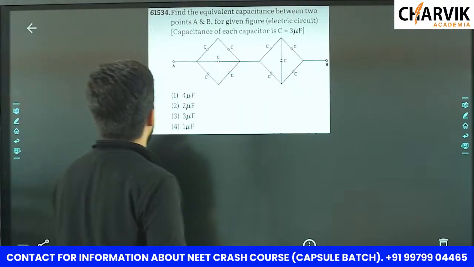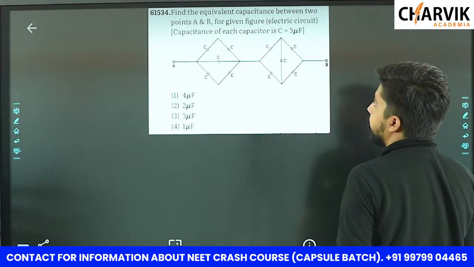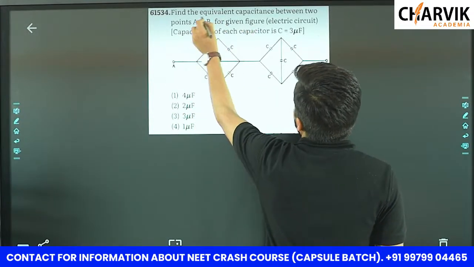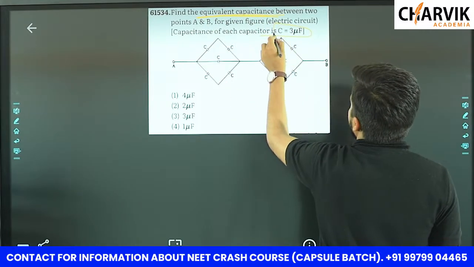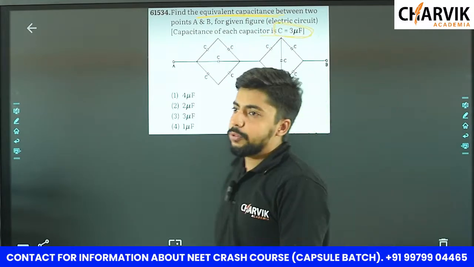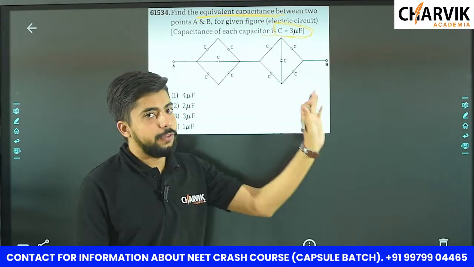Okay, let us move to the next question. Find the equivalent capacitance between the 2 points A and B. Equivalent capacitance is asked, where each capacitor is of 3 microfarad. Now there is a circuit which is made up fully of capacitors.